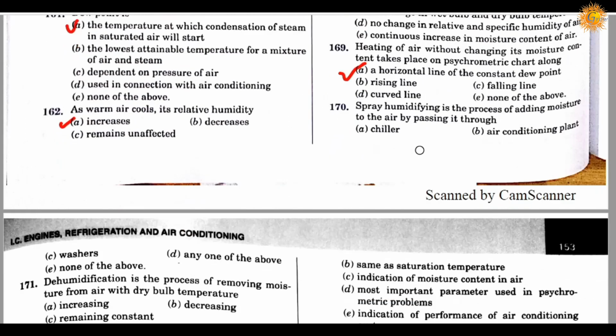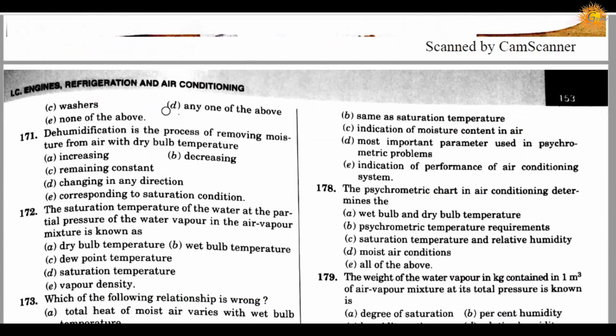Question number 170. Spray humidifying is the process of adding moisture to the air by passing it through: option A, chiller; option B, air conditioning plate; option C, washer; option D, any one of the above; and option E, none of the above. So the correct answer is C, it will be washers.